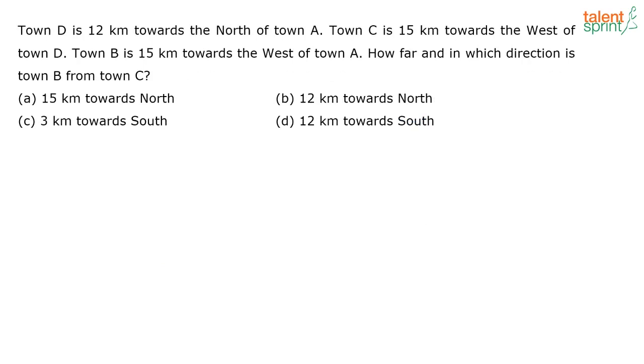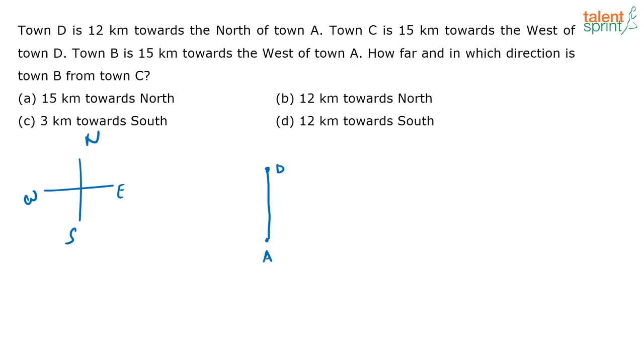Next one. Town D is 12 kilometers towards the north of town A. Town C is 15 kilometers towards the west of town D. Town B is 15 kilometers towards the west of town A. How far and in which direction is town B from town C? Let's solve. Town D is 12 kilometers towards the north of town A. So if this is town A, town D is here.